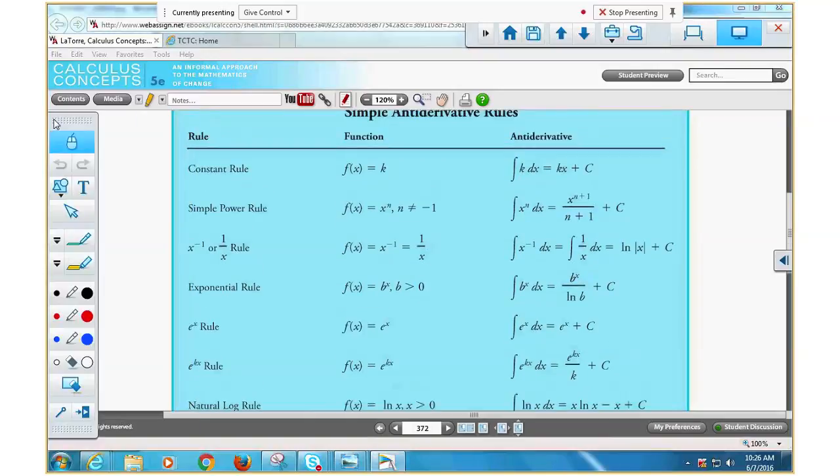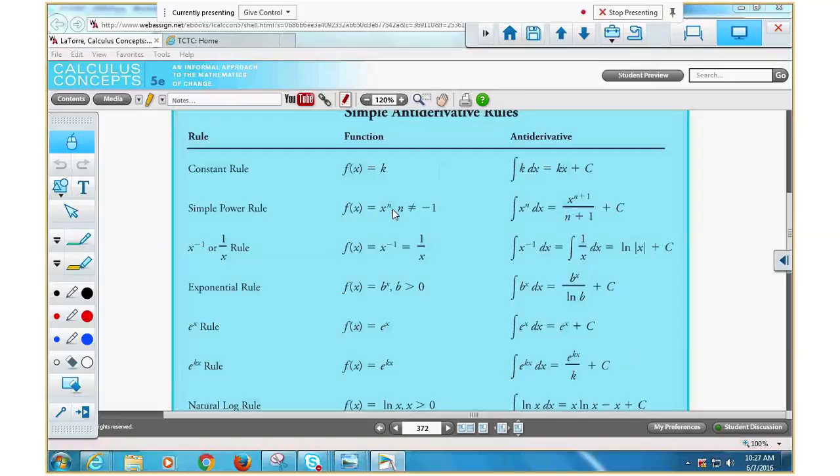There's your antiderivative rules right there. So make sure you got them written down correctly. Here's the constant rule. The antiderivative of any number is that number times x. So the antiderivative of 4 is 4x. The antiderivative of -2 is -2x. The antiderivative of 1/2 is 1/2 x. And you could think about that. What's the derivative of 2x? 2. So what's the antiderivative of 2? 2x.